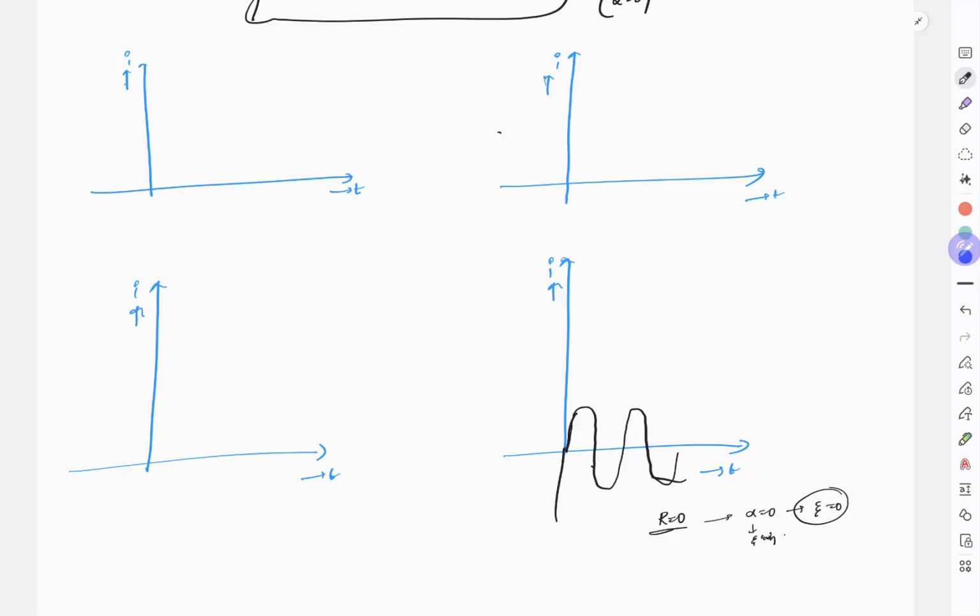What if zeta is less than 1? Then it will be an underdamped system. The oscillations will start like this, then when it goes to the steady state, it will be like this. So here it is undamped, here underdamped.